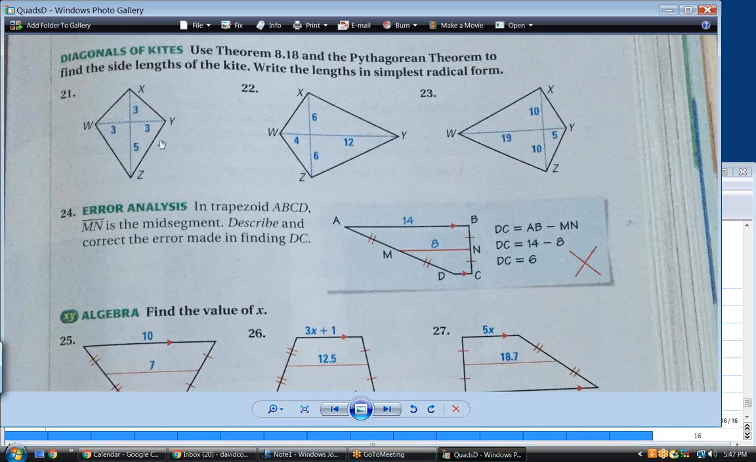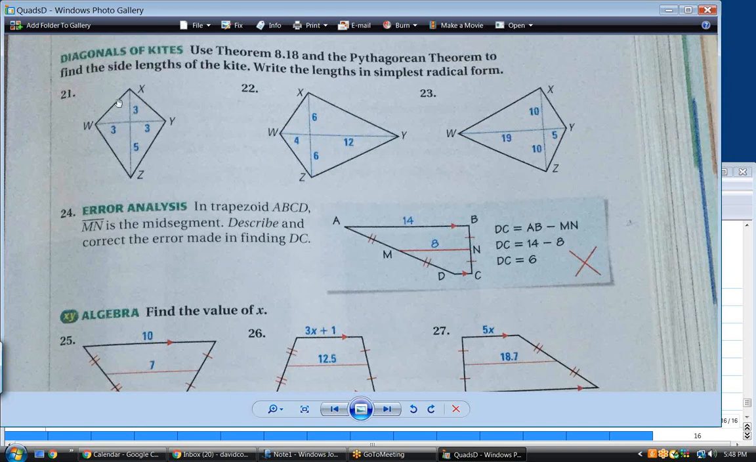Okay, kites. The Pythagorean theorem applies for kites because the diagonals of kites are always right angles. They intersect at right angles, just like a rhombus. So what we're looking at here is 4 right triangles. Now, it says find the side lengths of the kite. So we get to practice the Pythagorean theorem that we worked on last night.